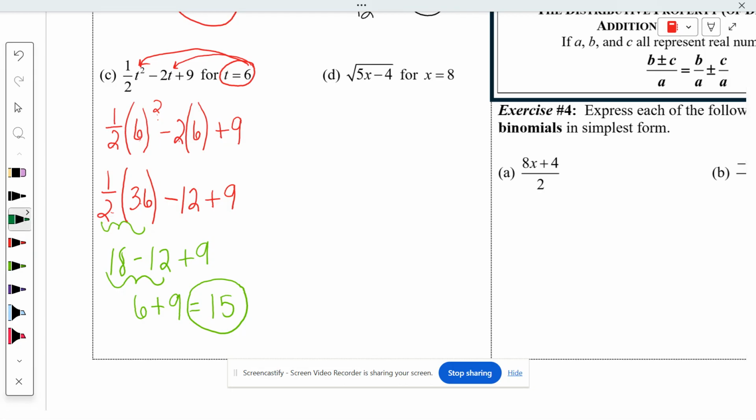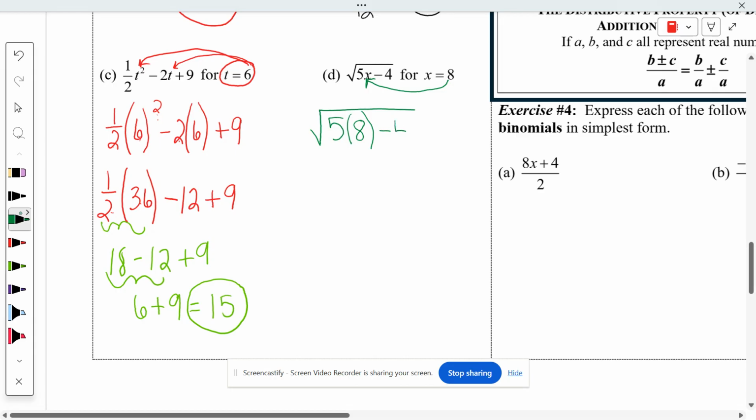Okay. Oops, we have another square root. So this means that instead of using x, I'm going to replace the x with an 8. So I have the square root of 5x, which is 5 times 8, minus 4. Well, let's see. So the square root of, what is 5 times 8? 5 times 8 is 40, minus 4. Well, what is 40 minus 4? Well, that's 36, so I have the square root of 36. What number do you multiply by itself to get an area of 36 in your square? Well, that's 6. So the square root of 36 is 6.